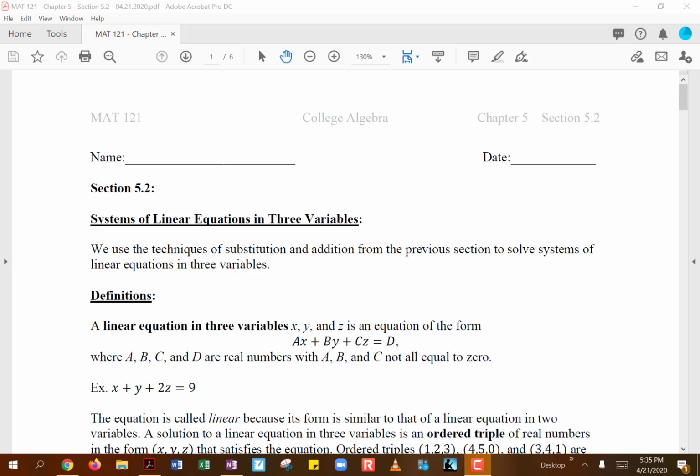Hey everyone, so we are looking at section 5.2 today. In section 5.1, we looked at how to solve systems of linear equations in two variables. In this section, we are looking at systems of linear equations in three variables, and we will actually use the substitution and the addition method to help us solve these systems.